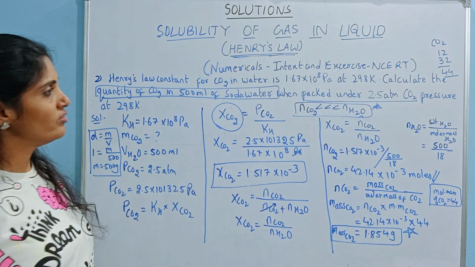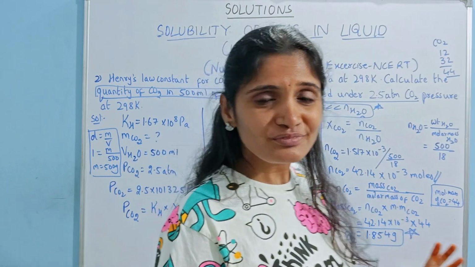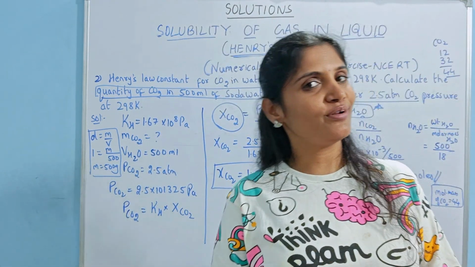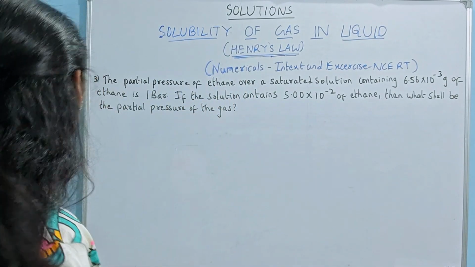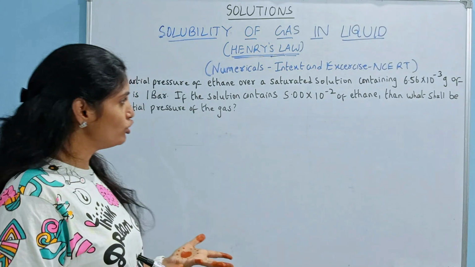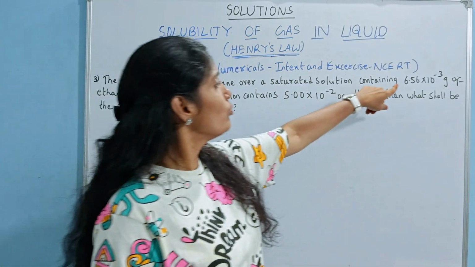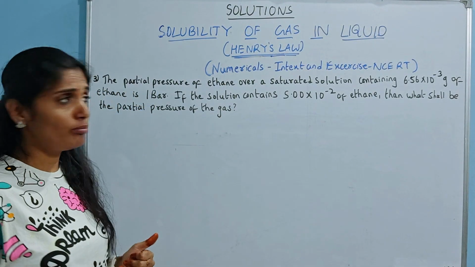So this is an NCERT question. Hope you understood. I did it step by step. Okay, now we'll do one more question from NCERT. Let us see the exercise question on Henry's law. The partial pressure of ethane over a saturated solution containing 6.56 into 10 to the power of minus 3 grams of ethane is 1 bar.